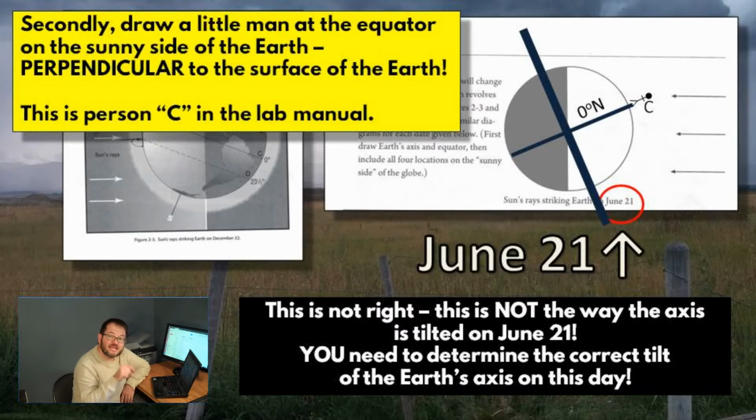Your little person should be standing at the equator, and his little feet should be perpendicular to the surface of the Earth. His little head should be exactly opposite in direction from the center of the Earth. If you draw your little person that way, label him person C, and that's the way your lab manual is expecting him to be drawn.